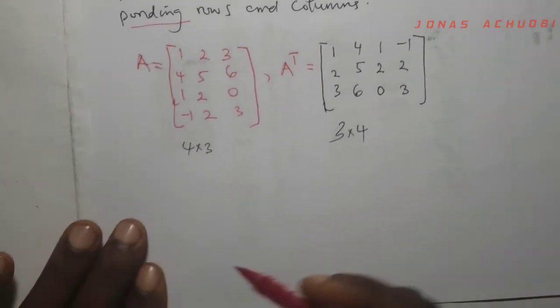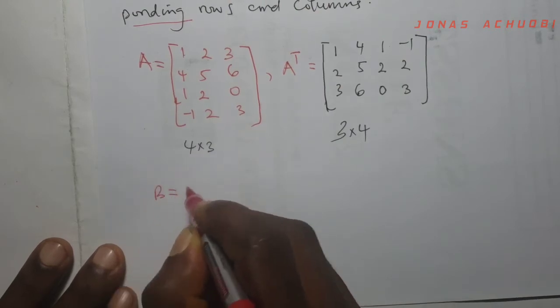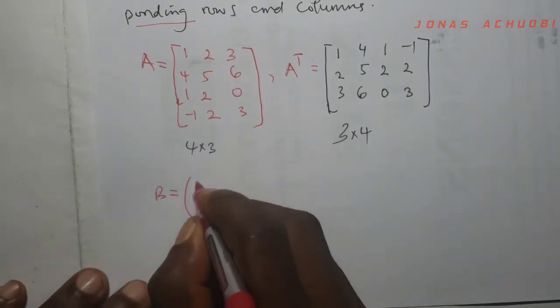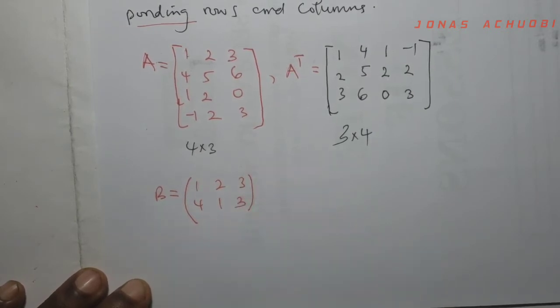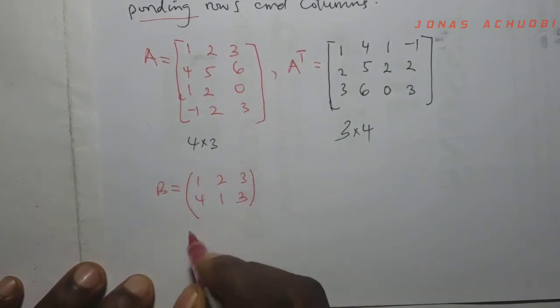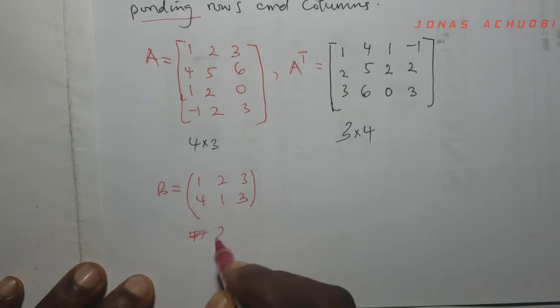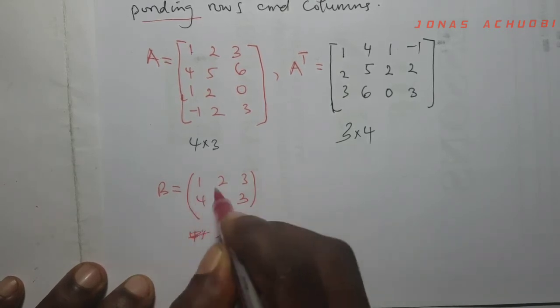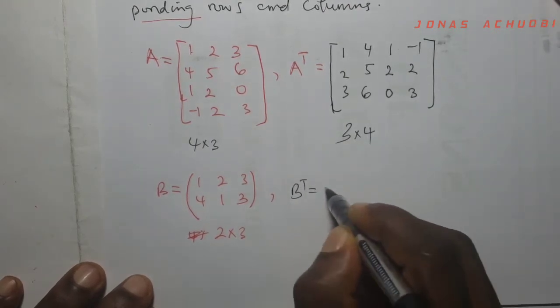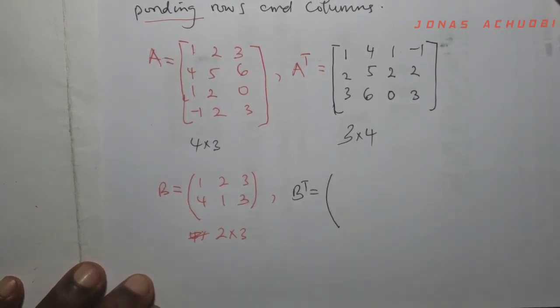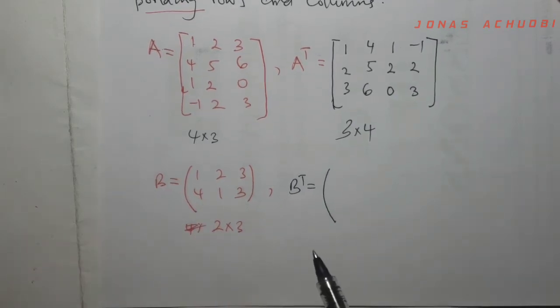Let's just take one more example, very quick one. Matrix B has the entries 1, 2, 3, 4, 1, 3. This is a 2 by 3 matrix. So we want to obtain the transpose of that matrix. So transpose of matrix B. So we can even go ahead of time.